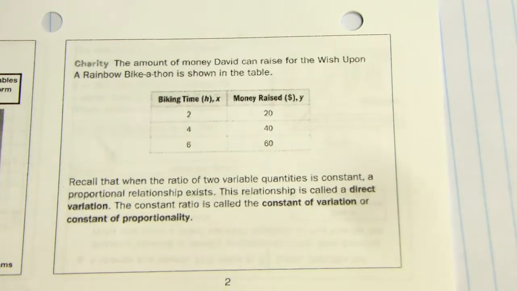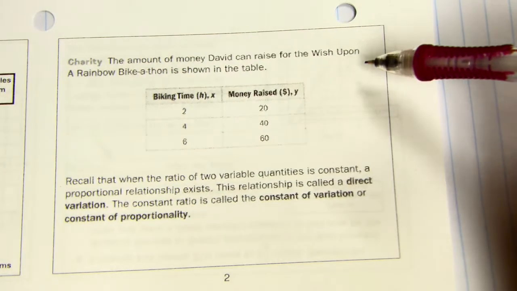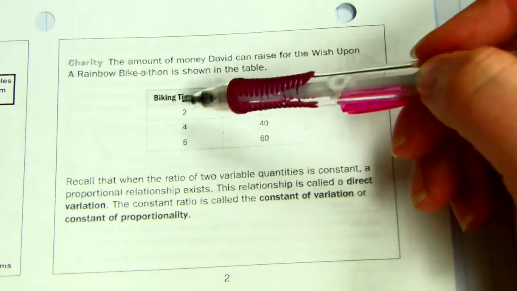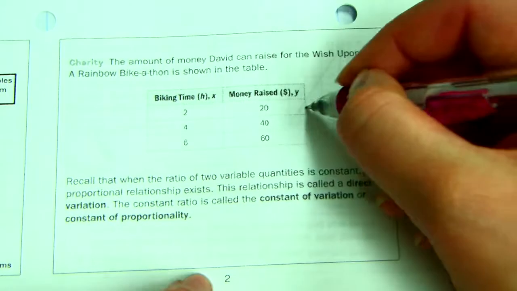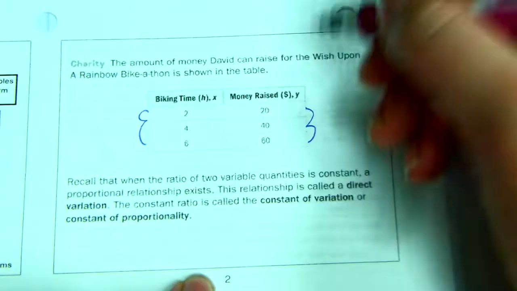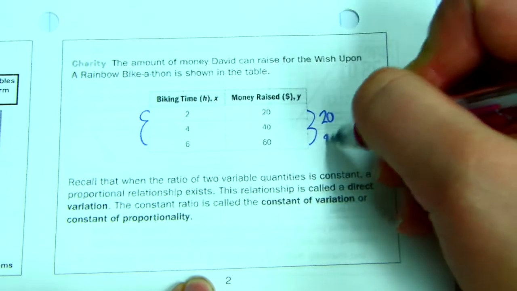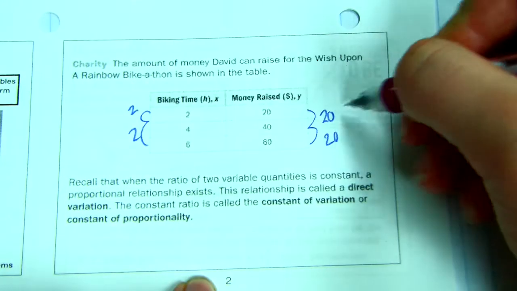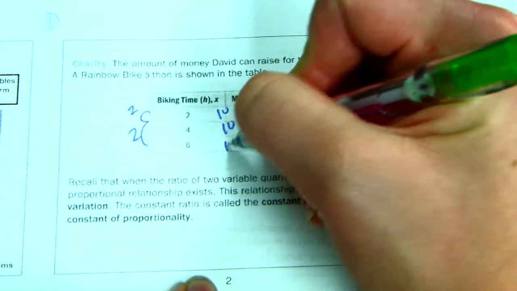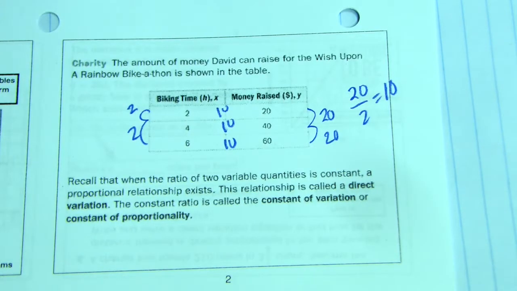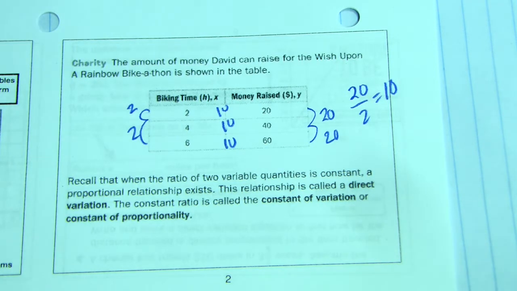All right, so slide 2, talked about the amount of money David can raise for the Wish Upon a Rainbow Bike-a-thon, shown on the table. For 2 hours of biking time, he can raise $20. So if we find our constant rate of change, or our slope, it rises 20 for every 2 hours. 20 over 2 is 10, and these all simplify to 10. We know that the slope, the constant rate of change, and the constant ratio are the same thing, same meaning, different words. So the constant rate of change would be 10.